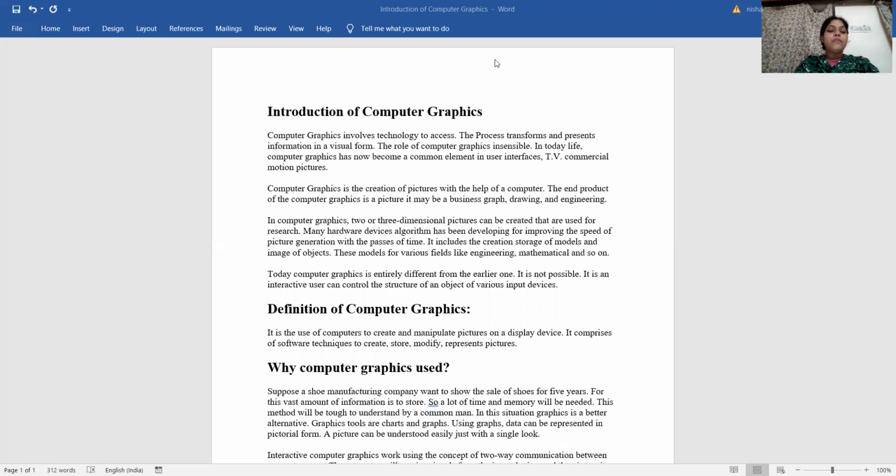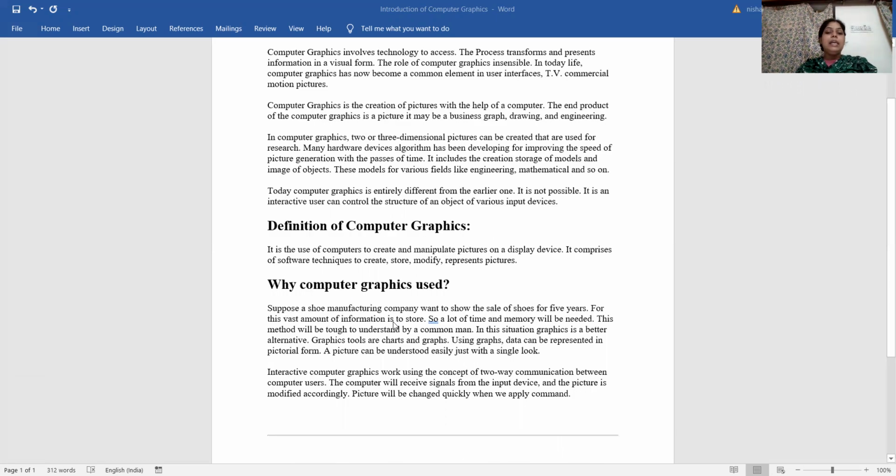So why do we use computer graphics? Suppose a shoe manufacturing company wants to show the sales of shoes for 5 years. For this, a vast amount of information has to be stored, so a lot of time and memory will be needed. This method will be tough to understand for a common man. In this situation, graphics is a better alternative. Graphics tools are charts and graphs. Using graphs, data can be represented in a pictorial form. A picture can be understood easily with just a single look.